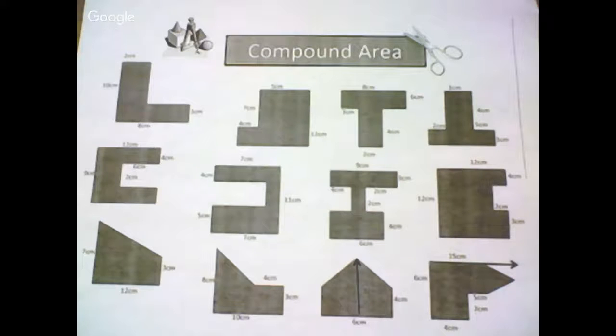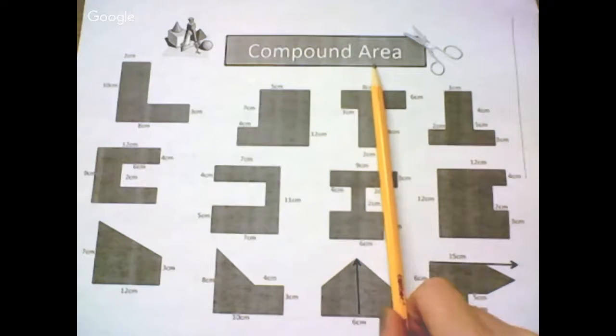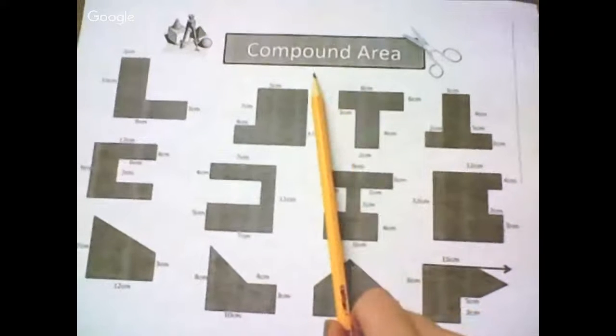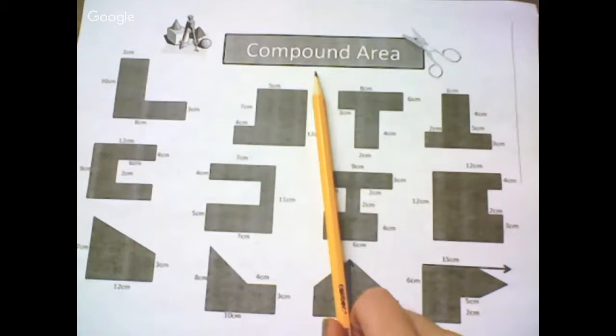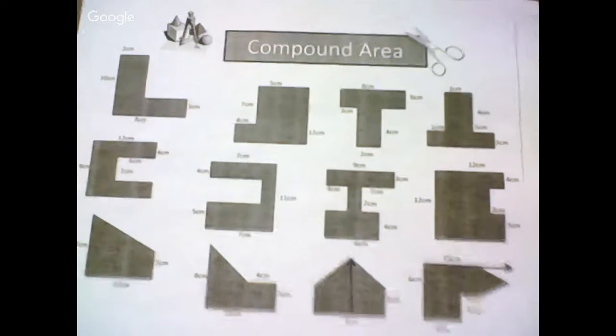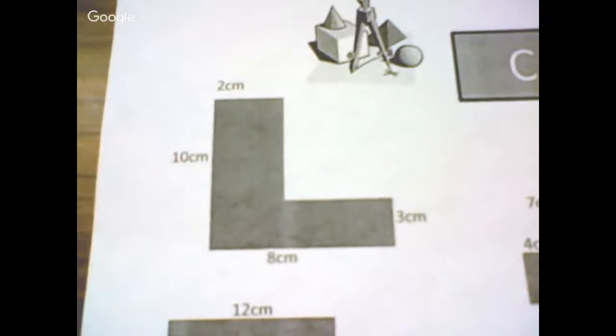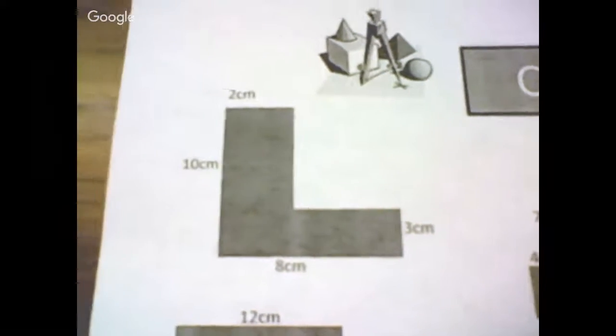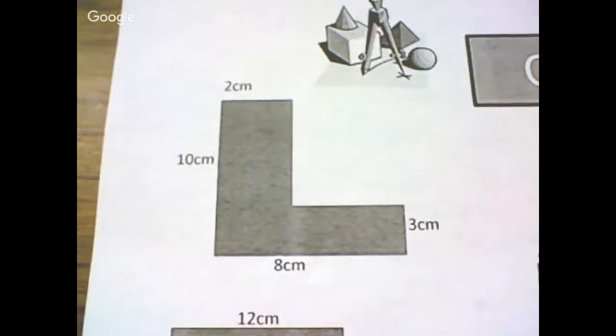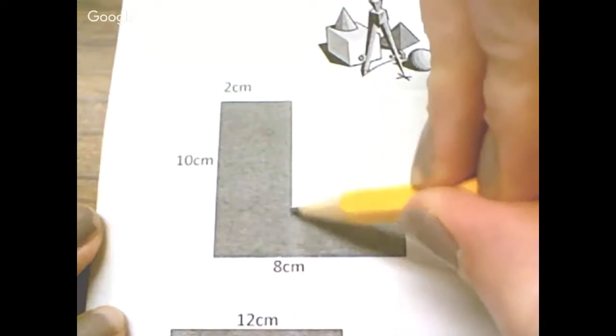When talking about compound area, we're talking about areas that are compounded or combined together. So what we're going to do is look at each individual shape. We'll start with this one up here, and look at how we can split it into known figures. So here, it looks like this is a combination of two rectangles. So maybe I could split it here.